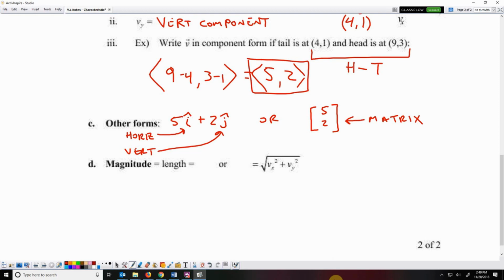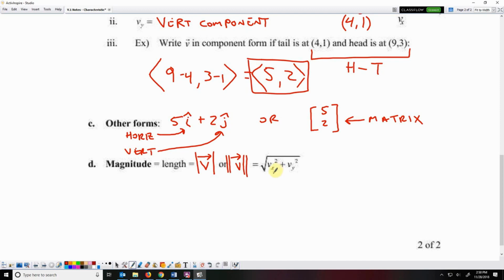And last thing we're going to talk about is the magnitude, which just means the length of a vector. It can also be symbolized like this. Or it could be double wall. Okay, all of those things mean the same thing. Magnitude, length, these mean the same thing.